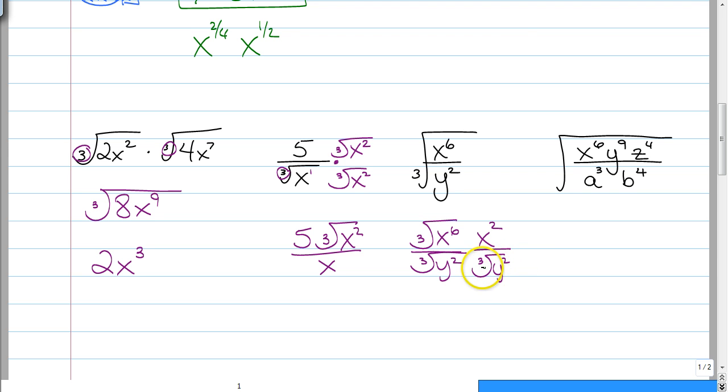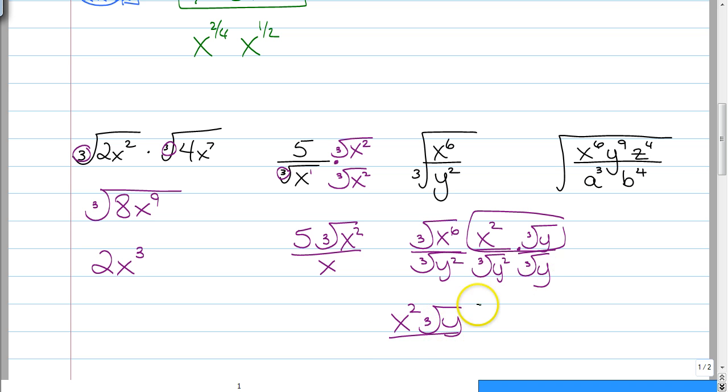You have 2, you need 3, so you need 1 more on the top and bottom. So that's just going to become x squared cube root of y over just y. So this is your final answer right here. And the last one is, well, it's fun. You've got a lot to do with that one.